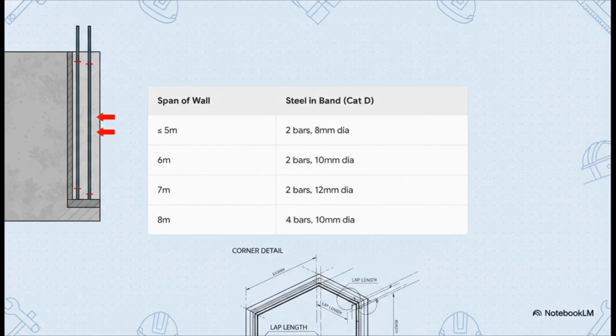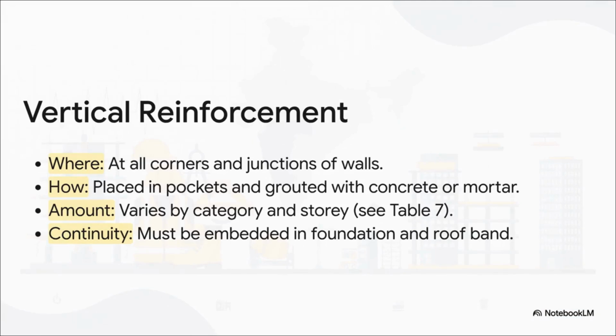But here is the one detail that can make or break this entire system on site: continuity. That steel is completely useless if it's not continuous. As you can see in the corner detail from Figure 11, the bars have to be properly bent and lapped at every single corner. If you break that link, the entire hoop fails. The second part of this hidden skeleton is the vertical steel. So if the horizontal bands are the hoops, this vertical reinforcement acts like stitches, tying the building together from the foundation all the way to the roof.